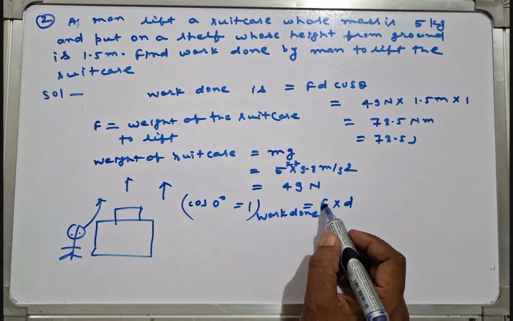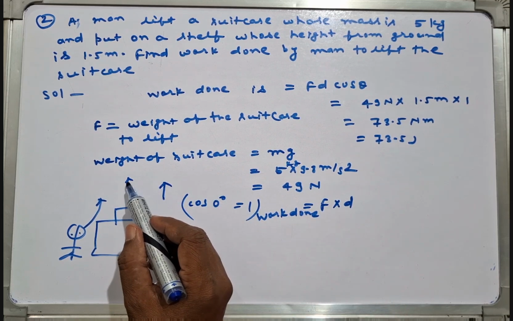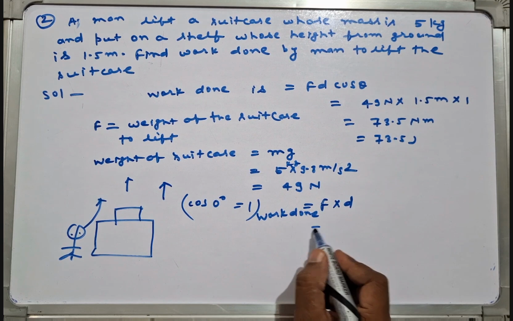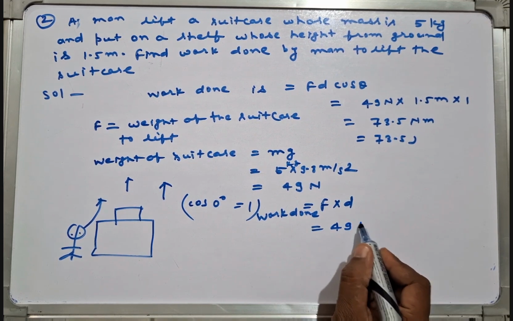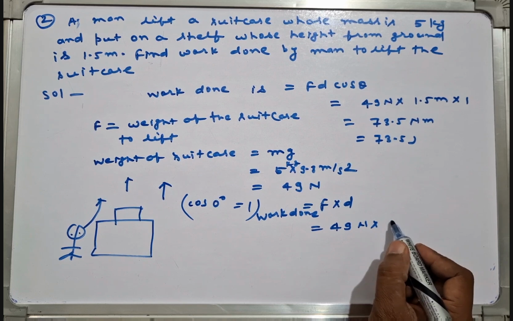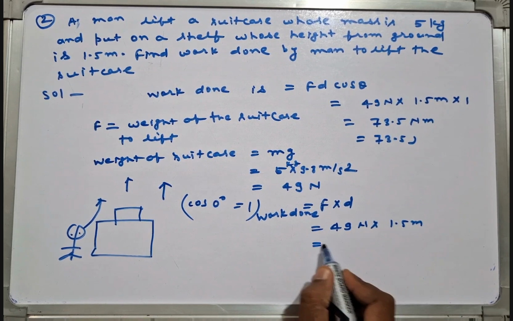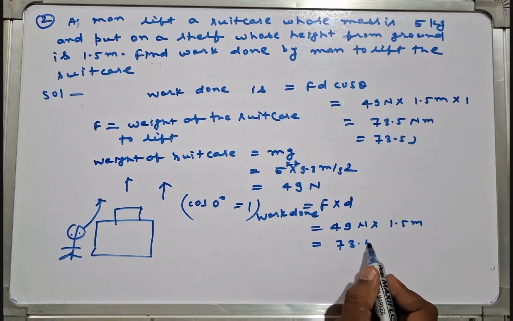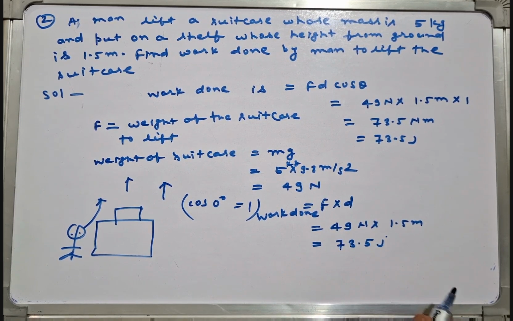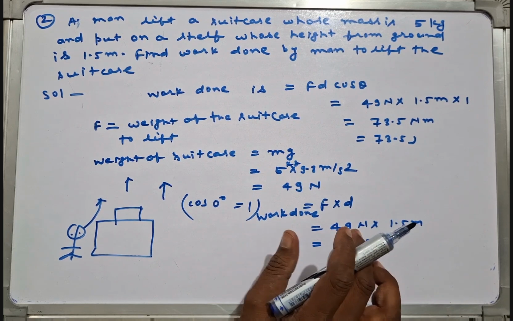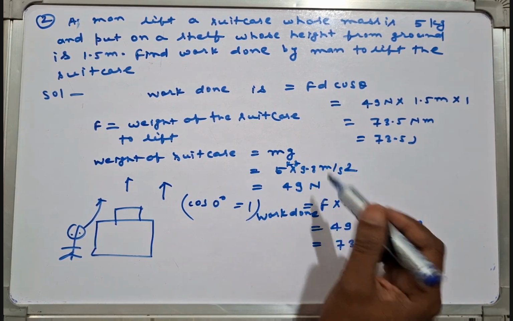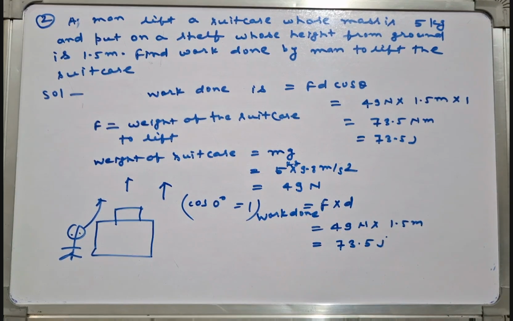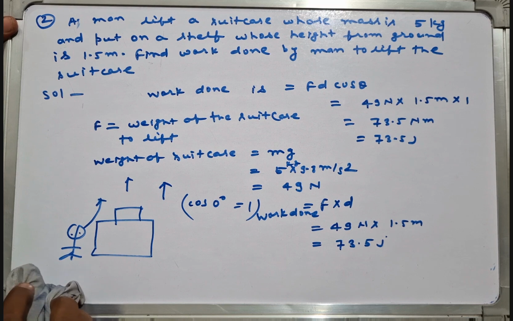Okay guys, one thing you can also do: solve by the second method, force into displacement, for work done. Okay, so see here force is in the up direction and displacement is also in the same direction, so you can write the same thing, and you will get the value 73.5 joule. Okay, so in any method you can solve, you will get the same result. Okay, now see question number 3 here.